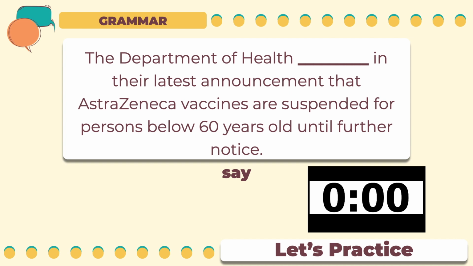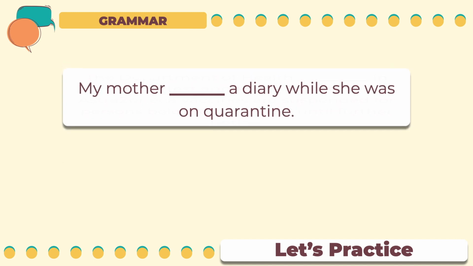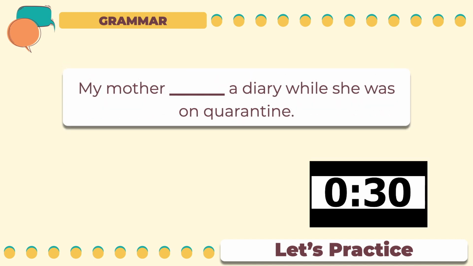The simple past tense of say is said. The Department of Health said in their latest announcement that AstraZeneca vaccines are suspended for persons below 60 years old until further notice. Fourth sentence. My mother blank a diary while she was on quarantine. The verb that you should use in the sentence is keep. You have 30 seconds to answer.